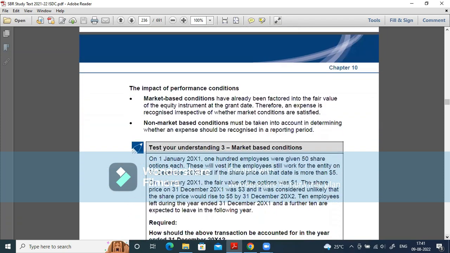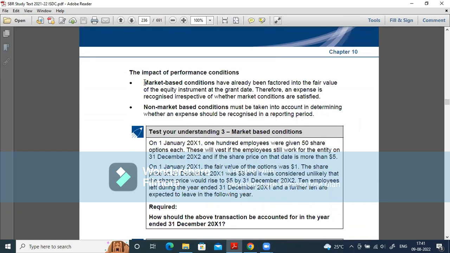Now, let me show this point. The market-based conditions have already been factored into the fair value of the equity instrument at the grant date. So because it is already factored in, an expense is recognized irrespective of whether market conditions are satisfied. It means you need to recognize the expense irrespective of whether the market-based conditions are satisfied or not.